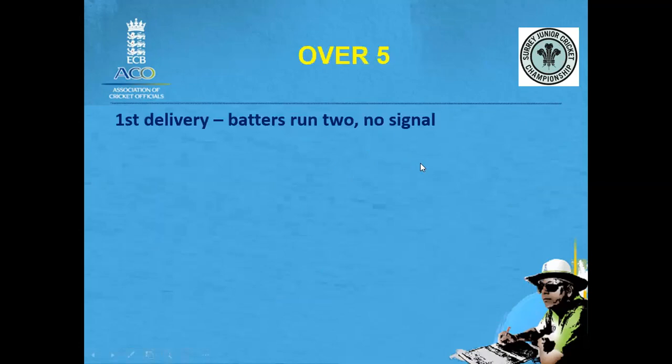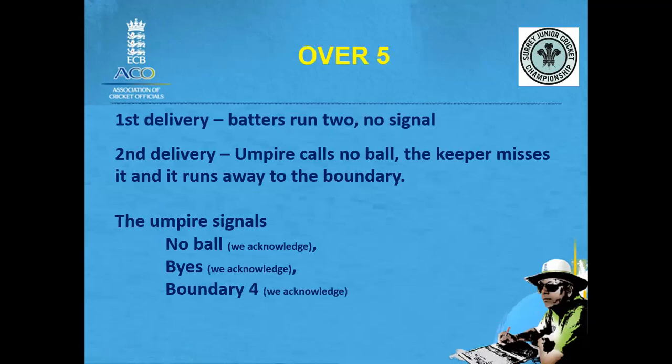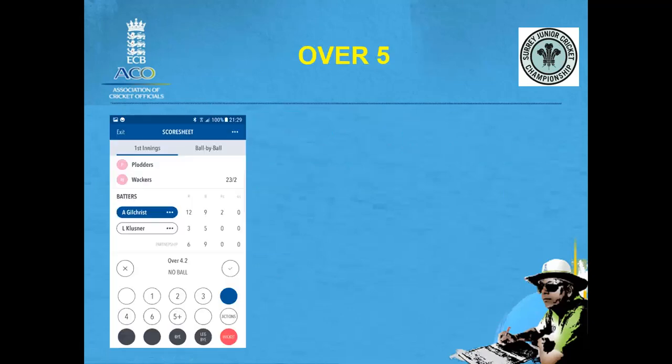So 5th over, first delivery, batters run 2 and there's no signal. Second delivery, umpire calls no ball. The keeper misses it and it runs away to the boundary. The umpire signals to us no ball, which we acknowledge. Byes, which we acknowledge. Boundary 4, which we acknowledge.